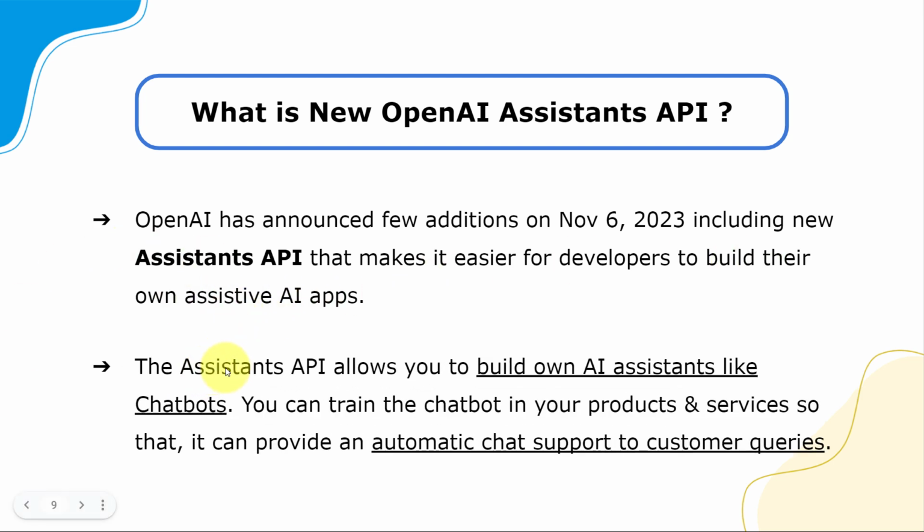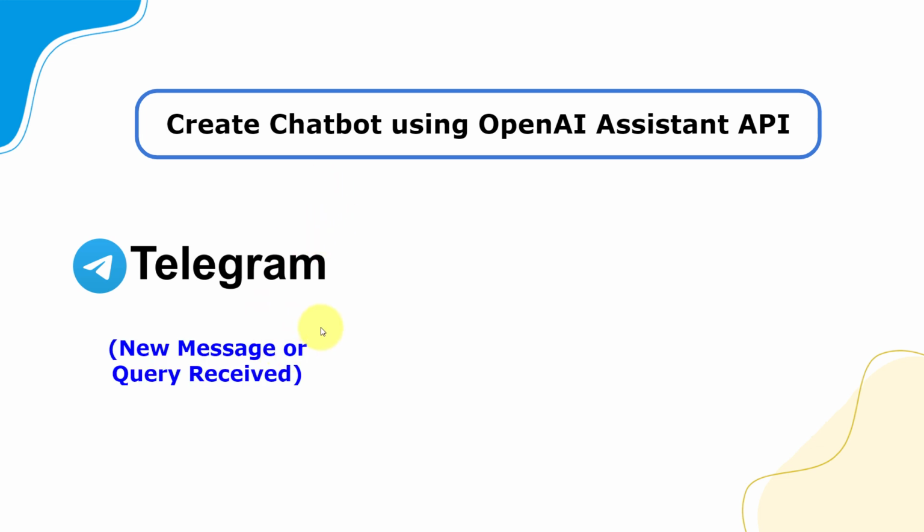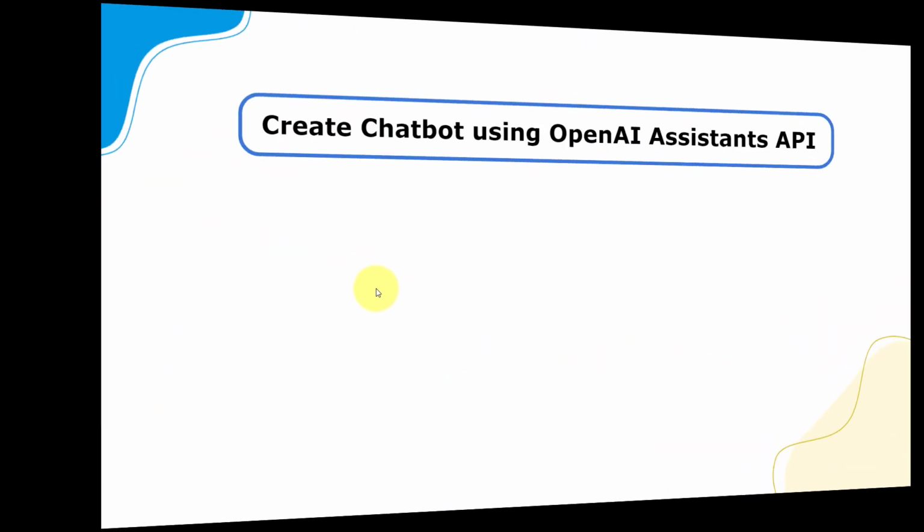Yes, the Assistants API allows you to build your own AI assistants like chatbots, and now you can train the chatbot in your product and services so that it can provide automatic chat support to your customers' queries. Now I'll show you the process of creating a chatbot by taking an example of Telegram. Whenever any new message or query is received from a customer or user, I will show you how we can automate the replies to those queries using this OpenAI Assistants API.